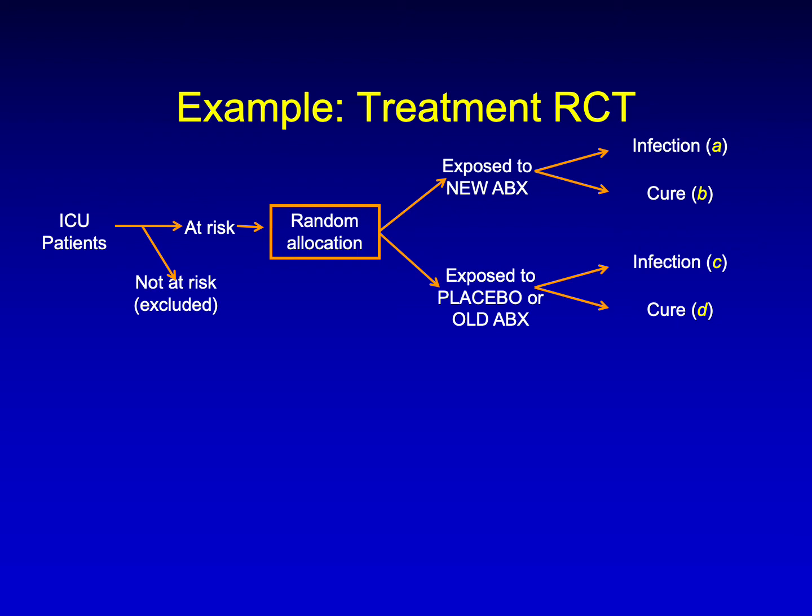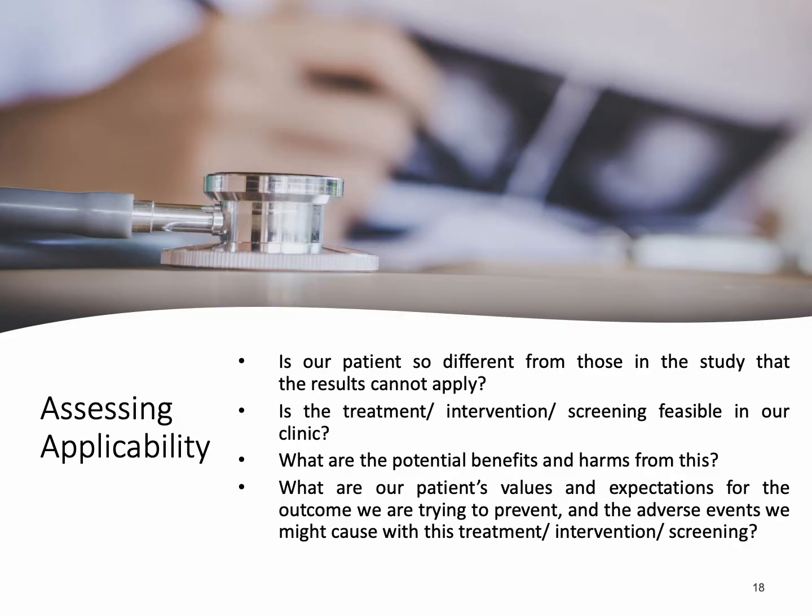Example for randomized control trials: ICU patients, we exclude those who are not at risk, and we randomly allocate those at risk, where one arm is exposed to the new antibiotic, for example, and the other is exposed to placebo or the old antibiotic which you want to compare with the new one. And then the outcome to be measured is infection or cure, in both arms.